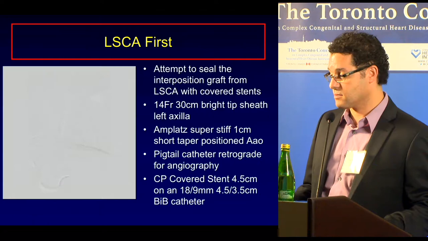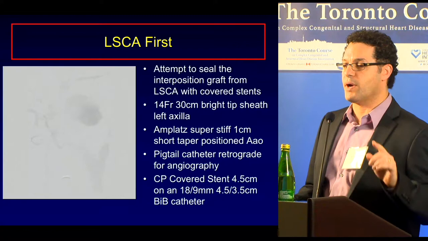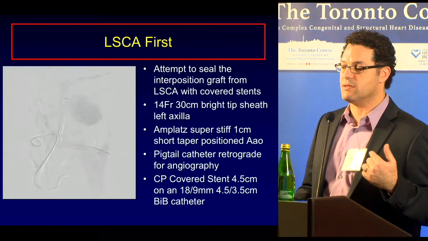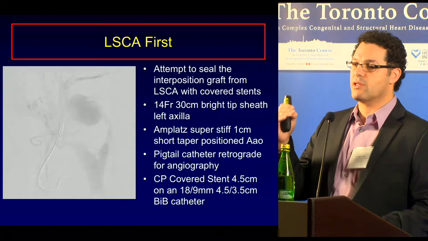We then attempted to seal the interposition graft completely off by going the other route, by implanting a CP-covered stent from the left subclavian, from the left axillary access. We were very concerned that the turn you would need to take from the aorta through the coarct up into the left subclavian was going to be too tortuous and would be hard to get through with the stent.